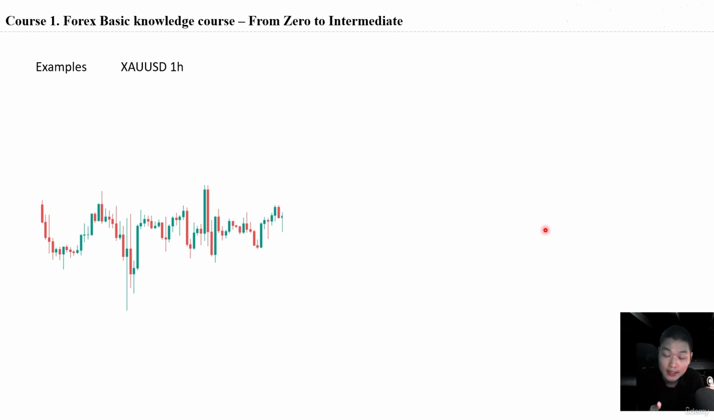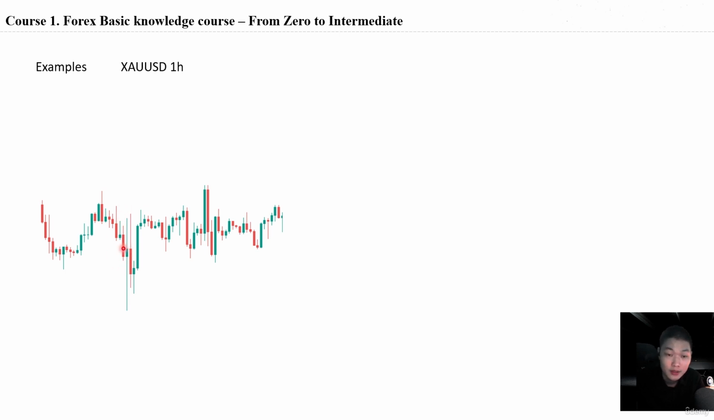XAU USD, which is in metals. I can show you the demand zone, and it still works in every market. Here is a metal, and some traders also trade this pair. And you can see that from the left side to the right side, price goes down quite strongly.